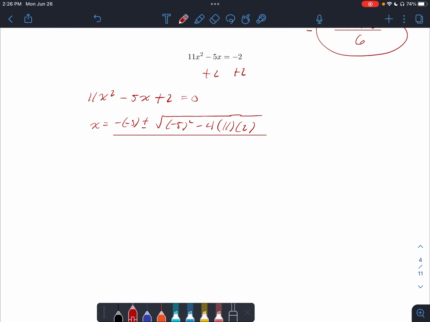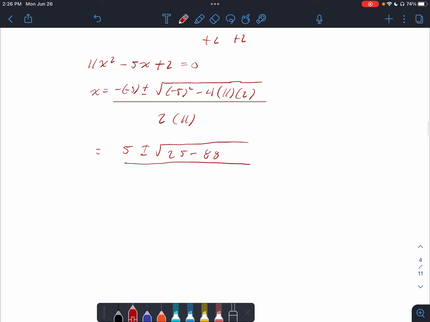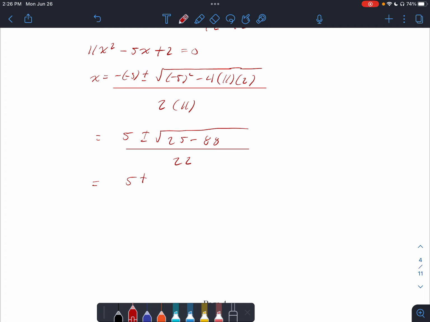And this is all going to be over 2 times a, so 2 times 11. So this will really be, sorry, this will be 5. So negative 5, that's positive 5, plus or minus the square root of 25 minus 4 times 11, that's 44, times 2, that's 88, so minus 88 all over 22. Or we have 5 plus or minus the square root of 25 minus 88.